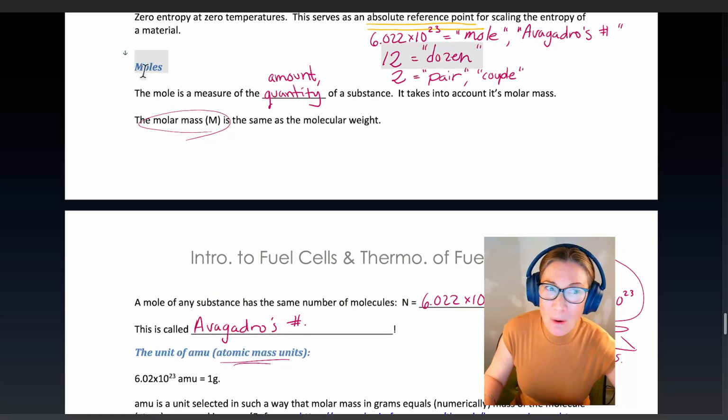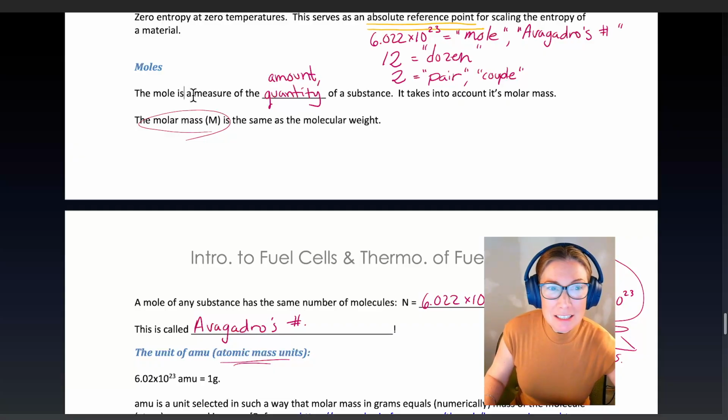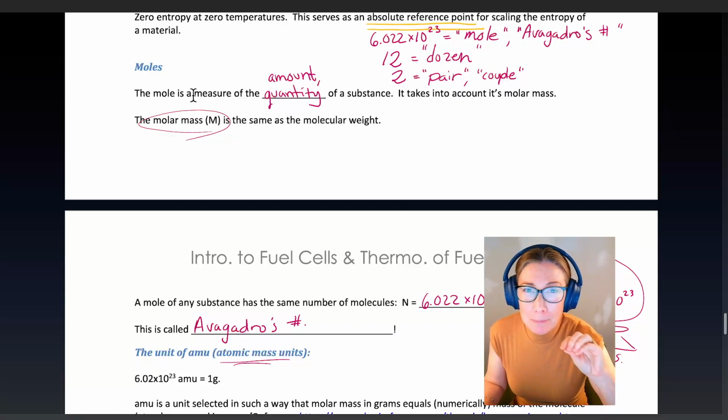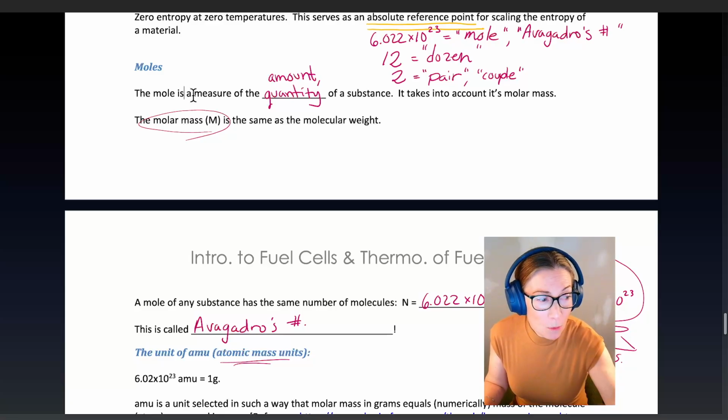First of all is a mole. What is a mole? A mole is a great little mammal. But a mole is also a measure of quantity. What do I mean by quantity? I mean a count.